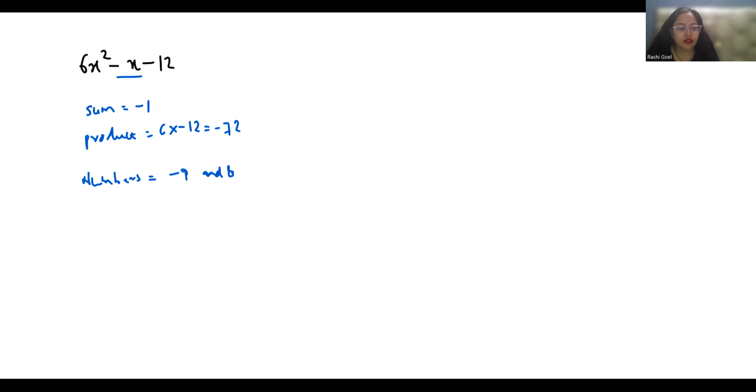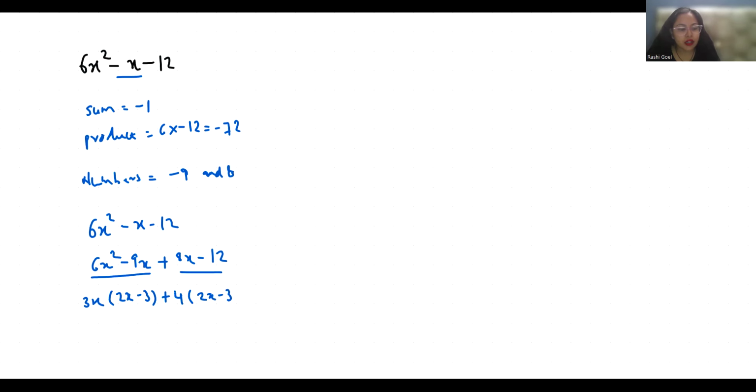So we will rewrite this equation and write our −x as −9x + 8x − 12. Now, from the first two terms, I can take 3x as common, so 2x − 3, and from the next two terms, I can take 4 as common, so 2x − 3. Now, I can take this bracket, 2x − 3, as common, so what is left?